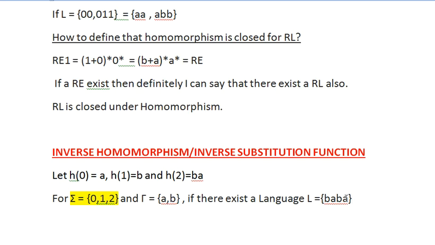Why? The language is not in the form of 0, 1 or 2. It is in the form of ba. That means it is already in the homomorphic image form. Now what I can do is find h inverse of that particular language. What will be the answer? First, let us go with this string, ba. For b I can write 1, correct? So the output will be 1.